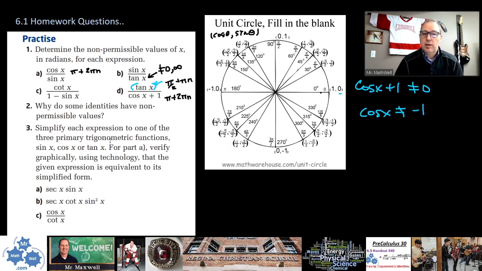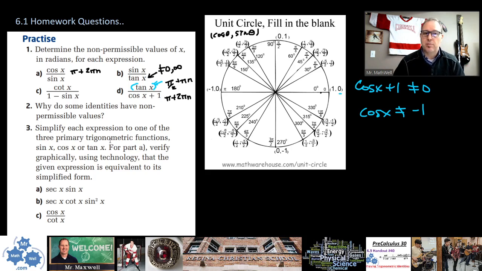Well, again, like we said in the lesson, identities are true for every permissible value. So there are some values that are not permissible because of just the way math works. Equations and statements cannot violate the rules of math. So you can't divide by 0, you can't take the square root of a negative number, as an example.